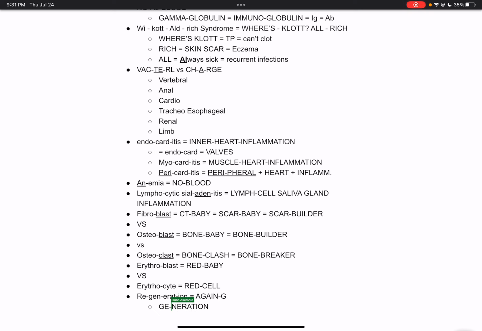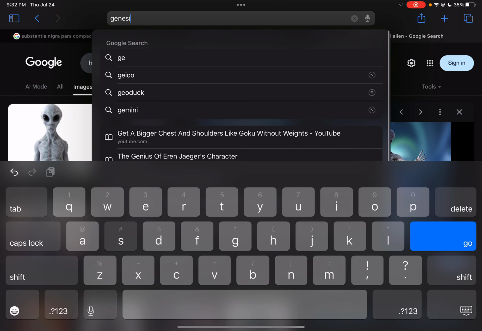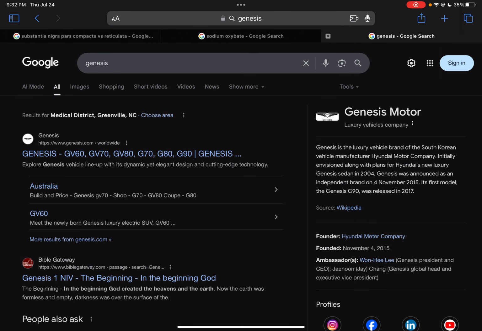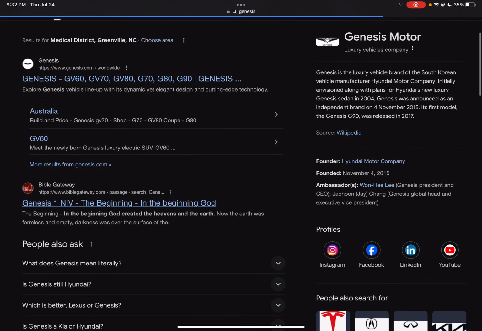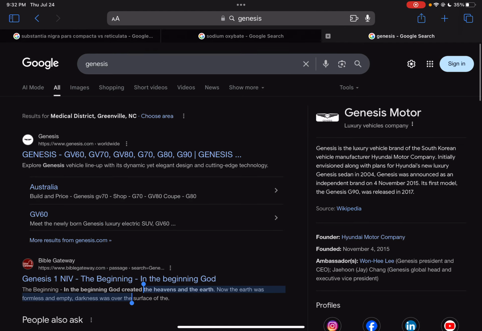Gen is a very important word root. It's derived from Genesis, from the Bible. What does Genesis mean in the Bible? Genesis means creation, right? That's why that is the first book of the Bible. It's the precursor that creates everything else, and it is about the creation story. In the beginning, God created the heavens and the earth. So gen, it's a very important word.